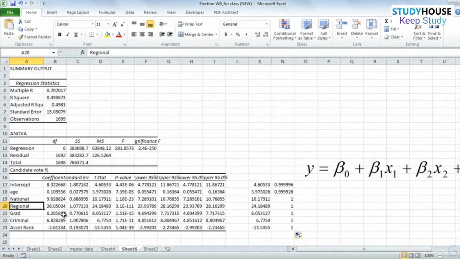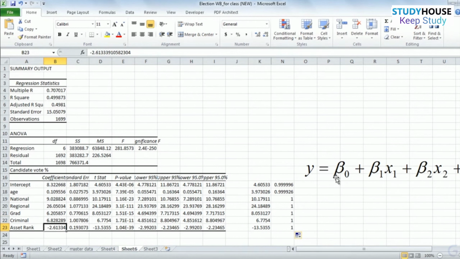What about graduate? Well, if a candidate is a graduate, he is likely to get 6% more votes than a candidate who is not a graduate. What about criminal? Not surprisingly, a candidate who has criminal antecedents or a criminal record is more likely to get 6.82%, so that's roughly 7% more votes than a candidate who doesn't have a criminal record.